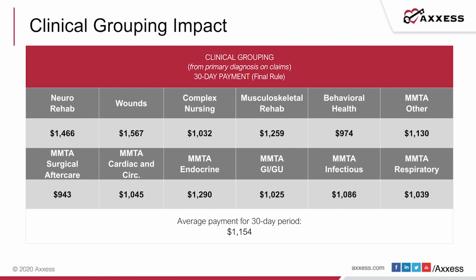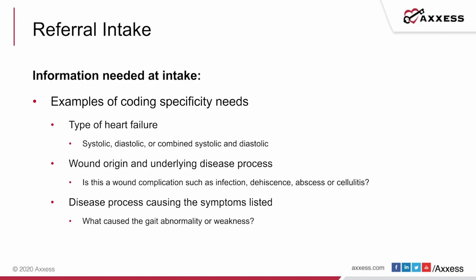$943 for the MMTA surgical aftercare, up to, as you'll see, the highest paying grouper, the wounds, at $1,567 group add-on just for the clinical grouping itself. This is not the total. This is what the primary diagnosis bucket calculates when you're looking at just the very basic calculation for the clinical grouping. So where does good coding begin?